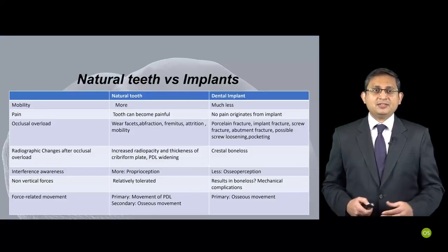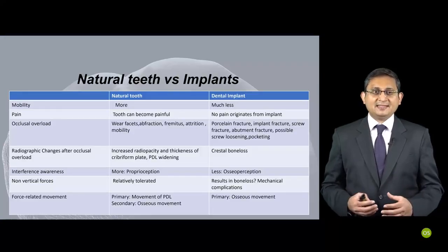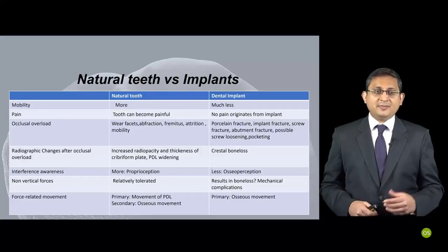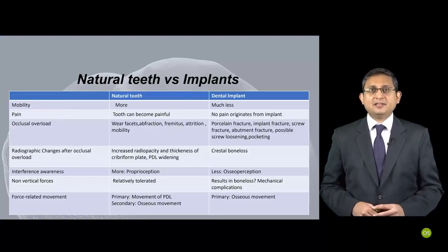Radiologically, how do you see it? You see a widening of the periodontal ligament. You see radiopacity and thickness of the cribriform plate, and that is seen as a PDL widening. Whereas with an implant, you see it as crestal bone loss.